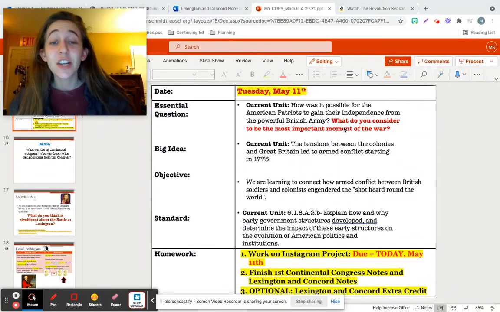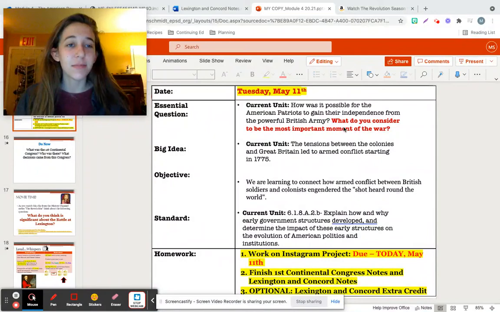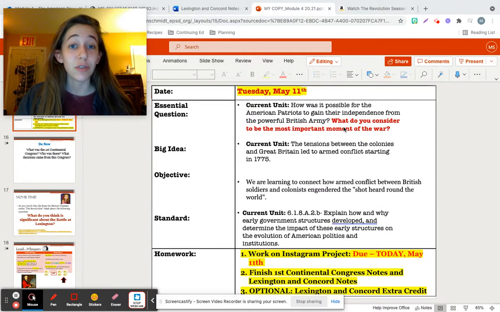And it is Tuesday, May 11th, and today we're going to be talking about the battles of Lexington and Concord. So Tuesday, May 11th, our essential question is still, how was it possible for the American patriots to gain their independence from the powerful British Army? What do you consider to be the most important moment of the war?